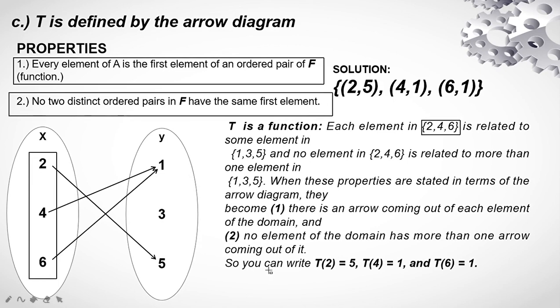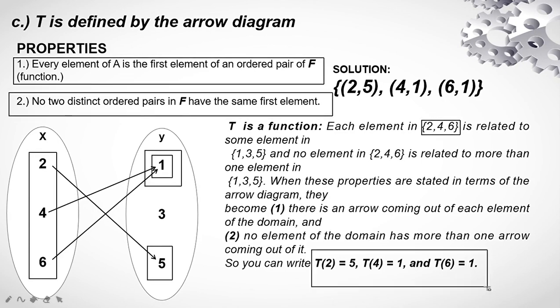Pag ganon, so you can write T2, as you can see diyan, yung T natin, ito T, at saka 2, sinabi niya T2 is equals to 5 kasi naka-arrow, point yung arrow niya kay 5. So, T2 is equals to 5. No? T4 is equals to 1. Ayan. And T6 is equals to 1. Andito lang. Ayan, no? Okay.